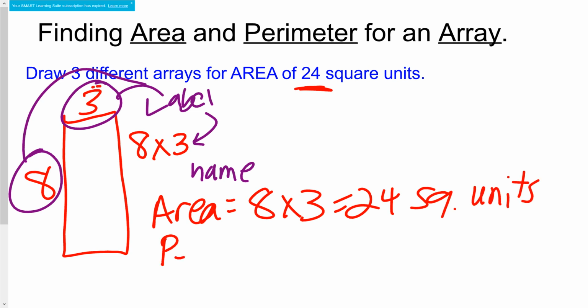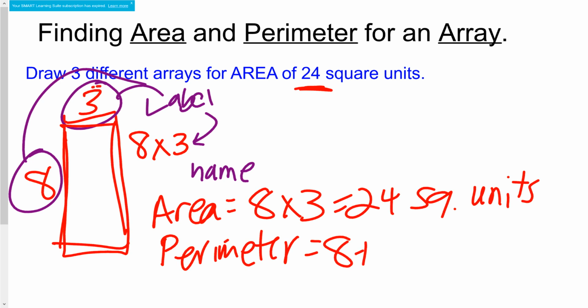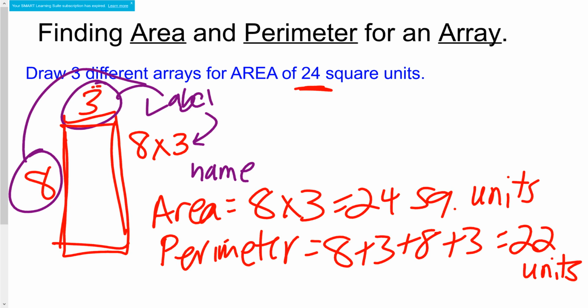My perimeter is going to be adding up all the way around. I have 8 here, 3, 8, and 3. So it's 8 plus 3 plus 8 plus 3. That's one way of looking at it. Or I could do 8 plus 8 plus 3 plus 3, either way, and I would get 22 units. That's just one of my arrays that will work.